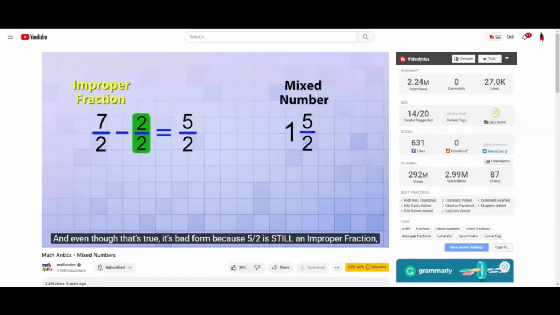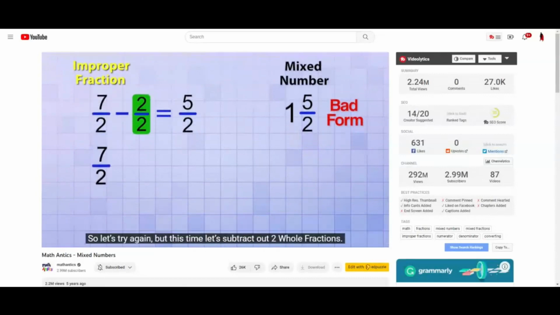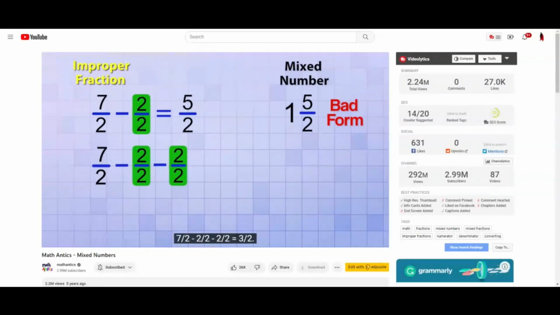And even though that's true, it's bad form because 5/2 is still an improper fraction, which means that there's at least one more whole fraction hiding in there that we could have subtracted out. So let's try again, but this time let's subtract out 2 whole fractions. 7/2 minus 2/2 minus 2/2 equals 3/2.